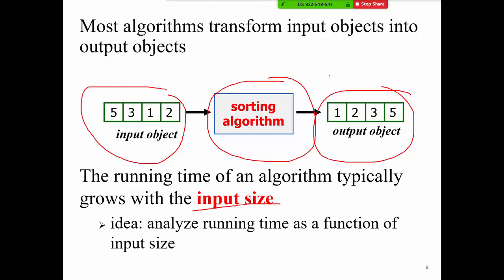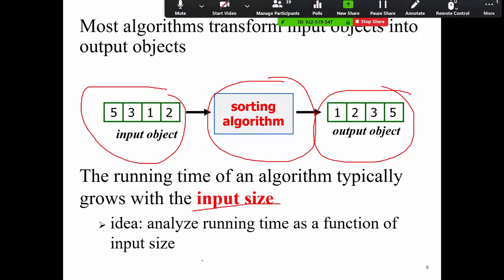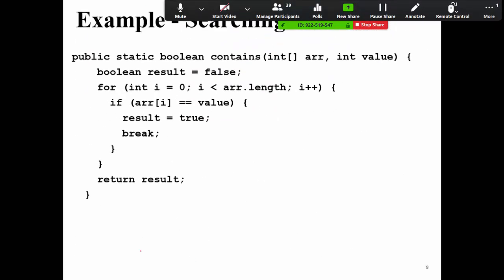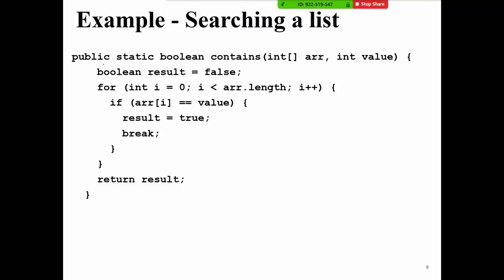So when we analyze the time complexity of any algorithm today, we're going to analyze it based on the size of the input. Here, for example, is an algorithm, or you can say a method. This method is running an algorithm for searching. We have the input as an input array, and we have the value that we are looking for. So it's running a search algorithm.